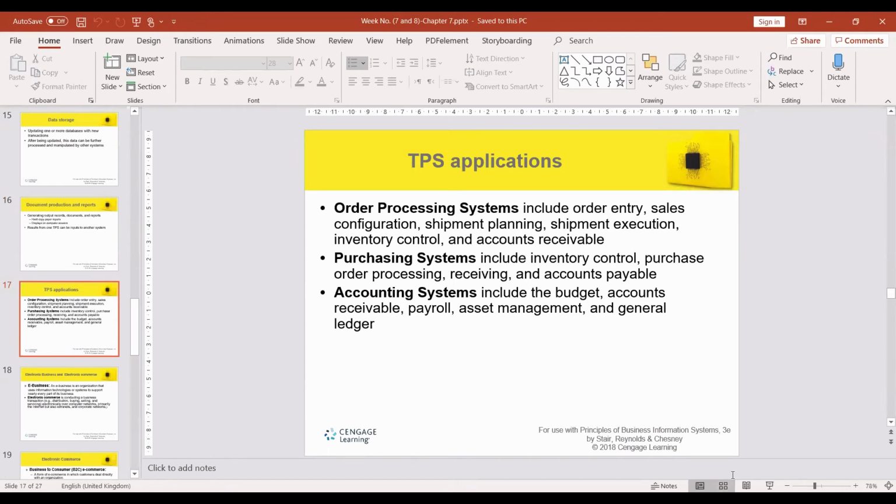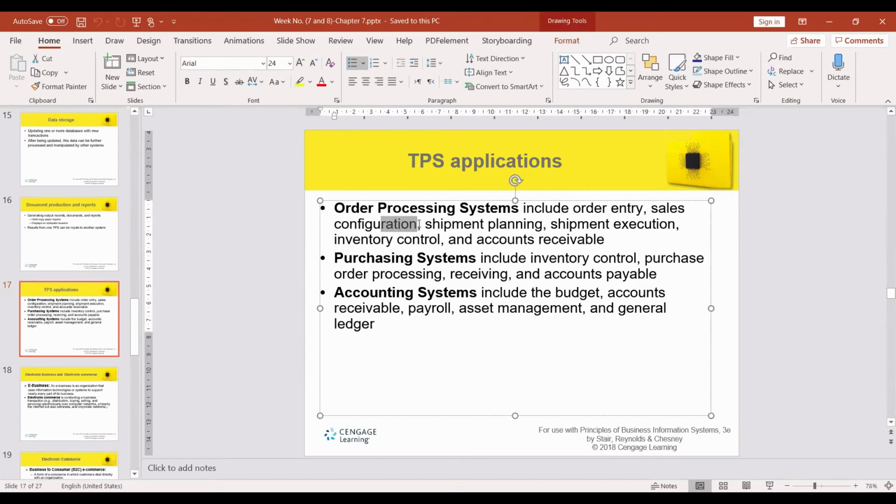So transaction processing system applications. There are different applications in that, like the order processing system, which includes order entry, sales configuration, shipment planning, shipment execution, inventory control, accounts receivable. What is accounts receivable? That you usually receive any amount from your supplier or customer. So this is one system in a transaction processing system.